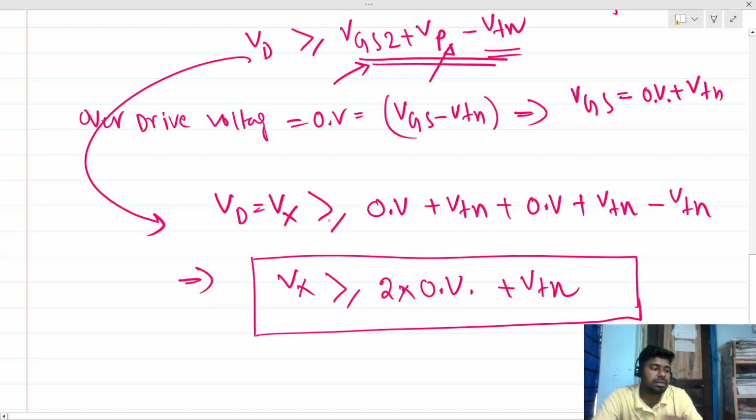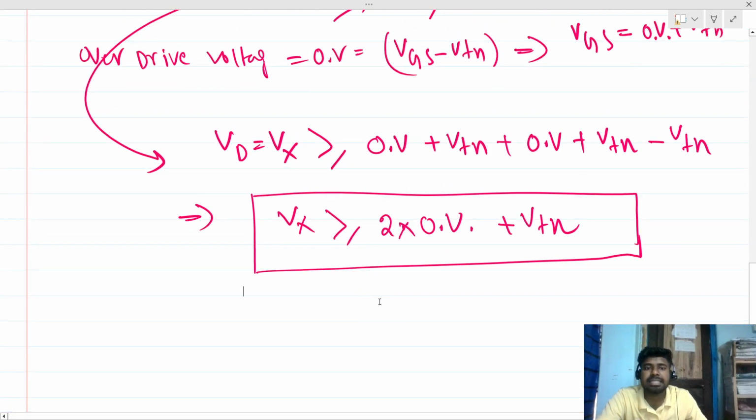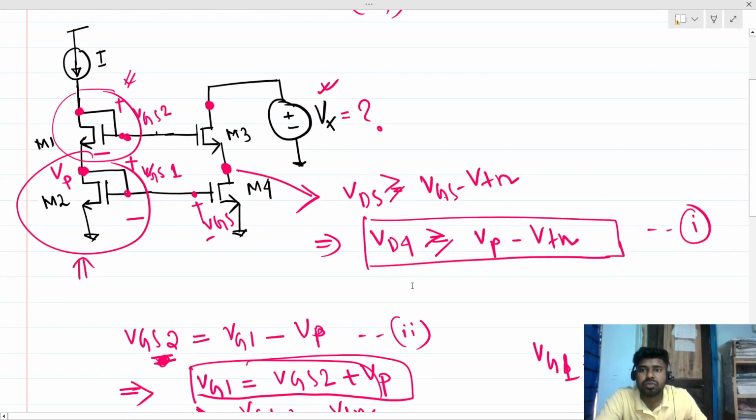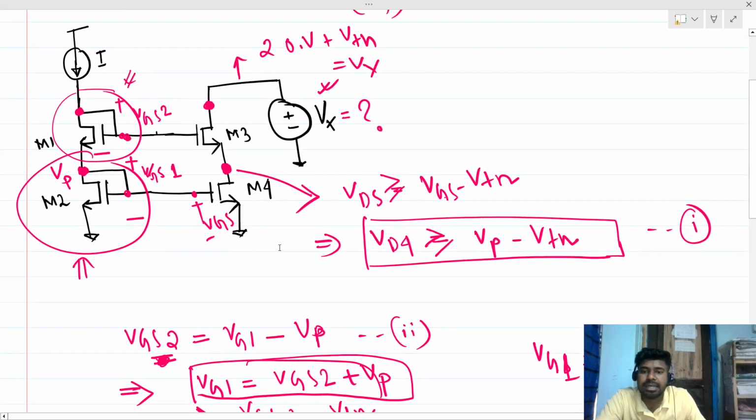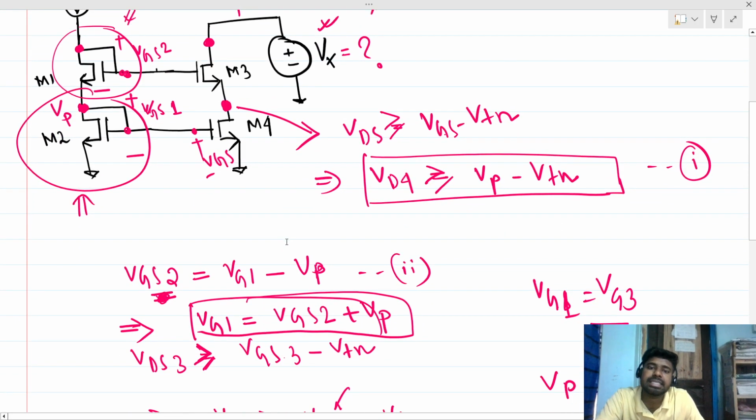So this is how we can go for this problem, and this is a very interesting result. To make all of these MOSFETs be in saturation, this node voltage Vx must be greater than 2 overdrive voltage plus 1 threshold. So this is the answer. How have we solved that? Actually we have done nothing, just used the condition of a MOSFET being in saturation.